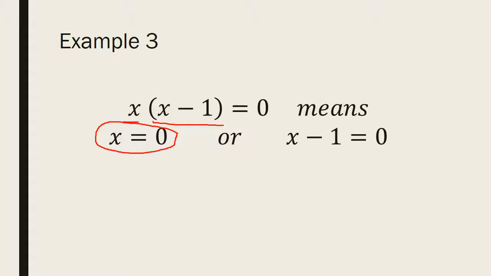So x minus 1 equals 0, that means I need to add 1 to both sides of the equation, and I'm going to end up with x equals 1, which is the second solution. So we have two roots, two solutions, two x-intercepts, two zeros, which are x equals 0 and x equals 1.